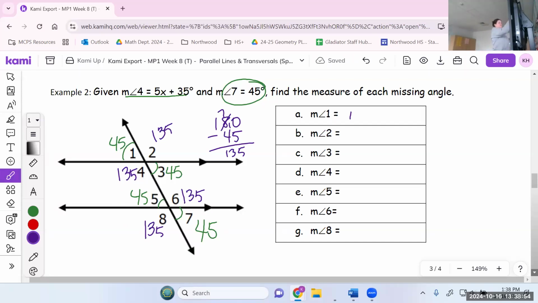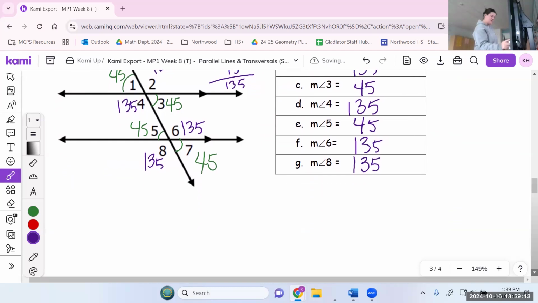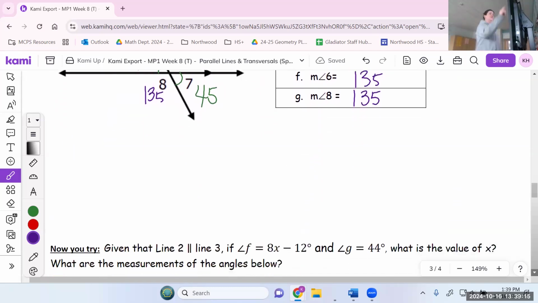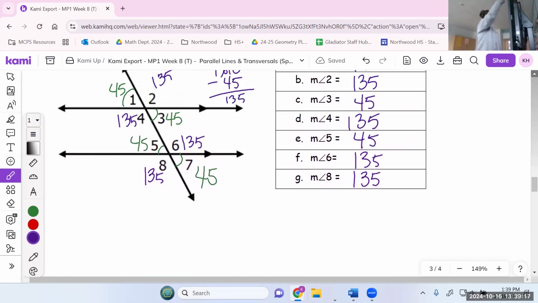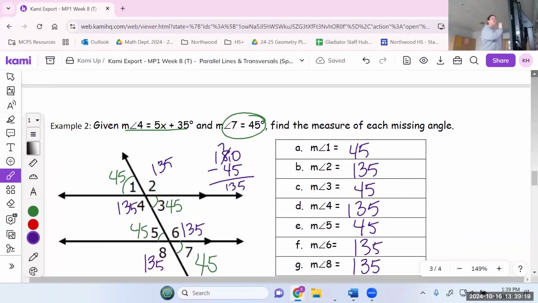So angle 1 is 45, angle 2 is 135. Angle 3 is 45, angle 4 is 135. Angle 5 is 45. Angle 6, 135. And angle 8 is another 135. Lovely. But I'm telling you, we're doing algebra, right? So we need to find x, right?